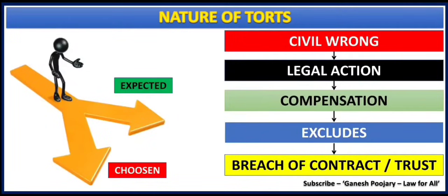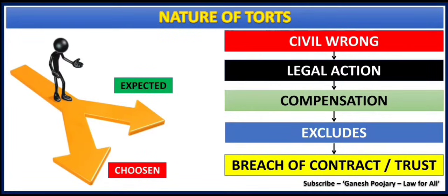There are four natures of torts that I have explained in my previous slide, and let's try to understand them with the help of this simple chart. First part, there is a person who is expected to behave in a particular way, but instead of behaving in that expected way, he is choosing another way, and by doing so he is committing a tort. Let's imagine that way. Now such crooked behavior or wrongs are considered as civil wrongs. That's the first nature of tort.